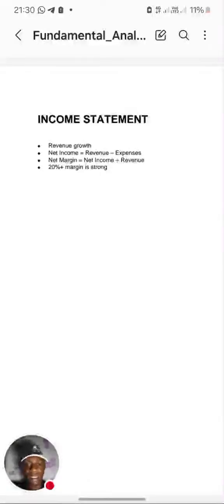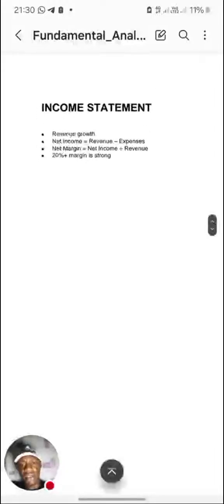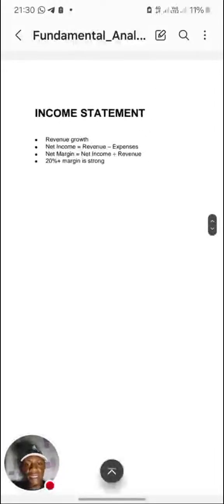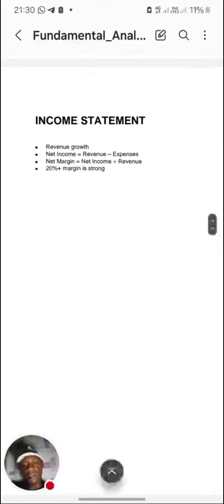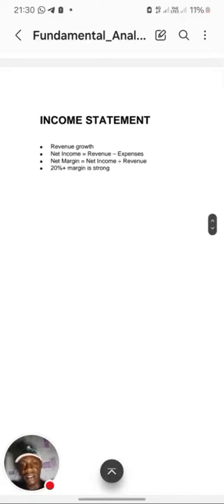Net margin is net income divided by revenue. In a situation where we have a 20% margin, we can say that that company is strong. You will understand this one better later. We have an industry standard of measurement, and 20% in this case is what we're using to measure. So if the net margin of that particular company is up to 20% and above, then that company is strong.